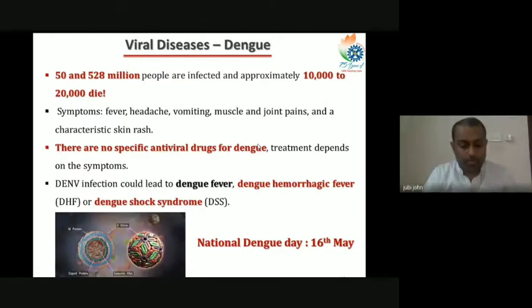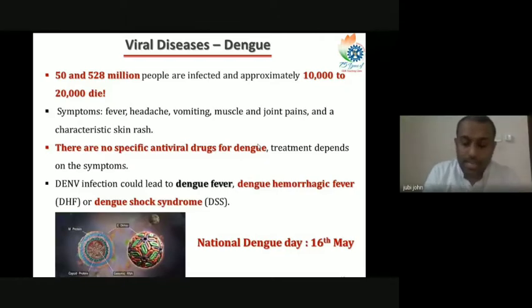Coming to dengue, we are all familiar with this one, isn't it? So dengue fever, as you all know, is a mosquito-borne disease, and it is transmitted by mosquitoes of the type Aedes. The symptoms of dengue fever typically start between 3 to 14 days after the infection, and in a small proportion of cases, the disease develops into life-threatening dengue hemorrhagic fever or dengue shock syndrome.